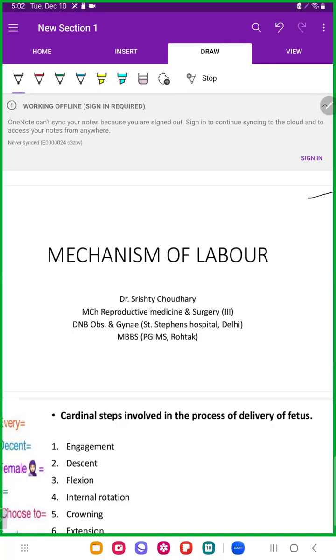Starting with a brief introduction about myself, I own a degree in obstetric and gynecology. Currently, I am pursuing my MCH in reproductive medicine. Let me introduce you to the subject.